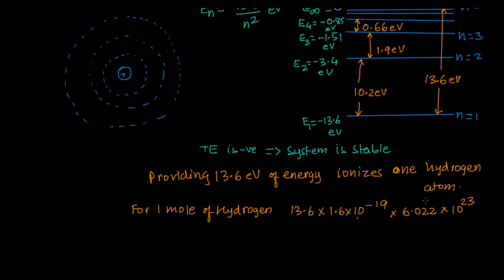Now let me do that calculation. What does that come out to be? So this is 13.6 into 1.6 into 10 to the power minus 19 into 6.022 into 10 to the power 23. So that gives you 1310387 joules. If I convert it into kilojoules, I get about 1310 kilojoule per mole. And one mole of it is equal to how many grams? How many grams of hydrogen?